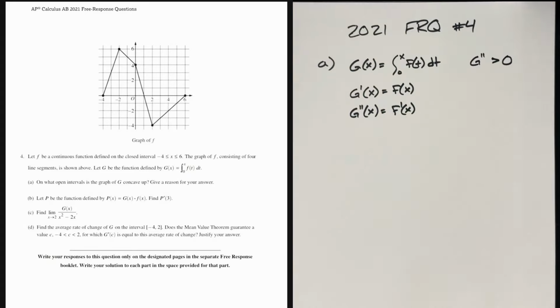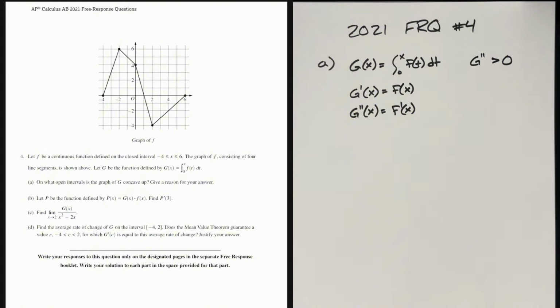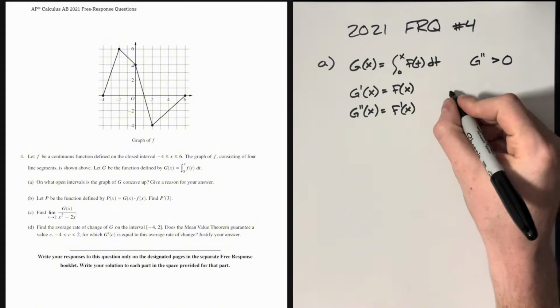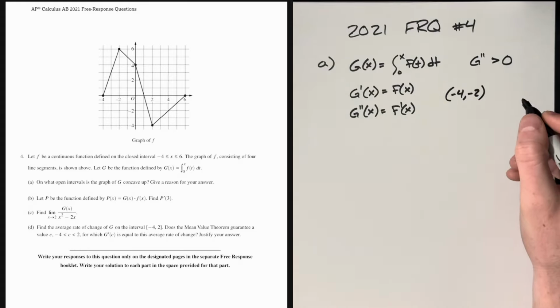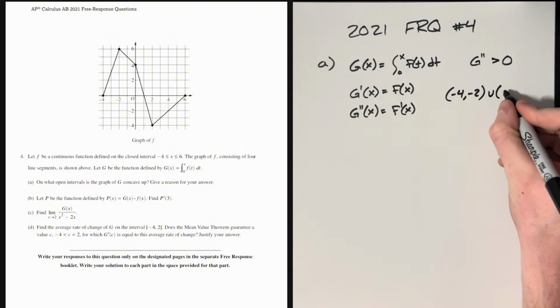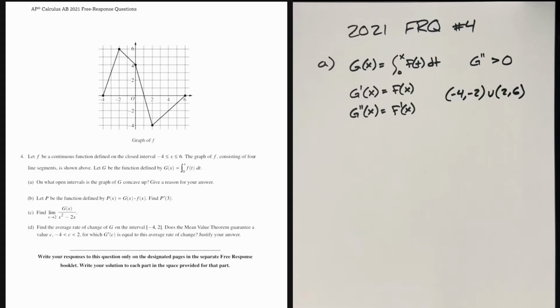So when I say I'm looking for where g is concave up, really what I'm saying is I'm looking for where f prime is positive, or where f is increasing, where the slope of the tangent line is positive. We look at our graph from -4 to -2. f is definitely increasing. f prime is positive. And then from 2 to 6, f is also increasing. So therefore f prime is positive, g prime is positive, and our function g is concave up over these intervals. So that's part A.